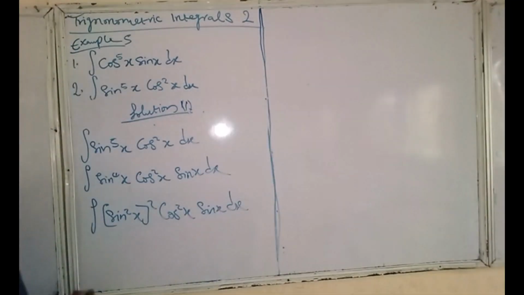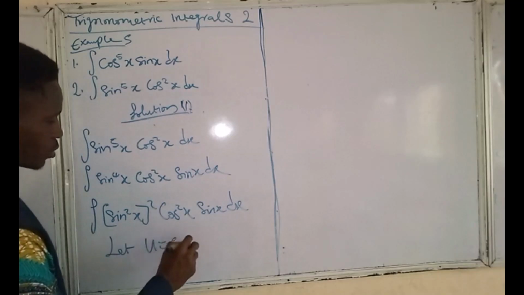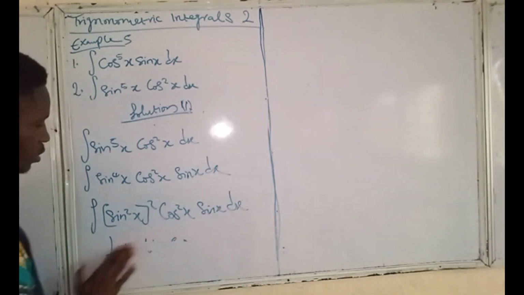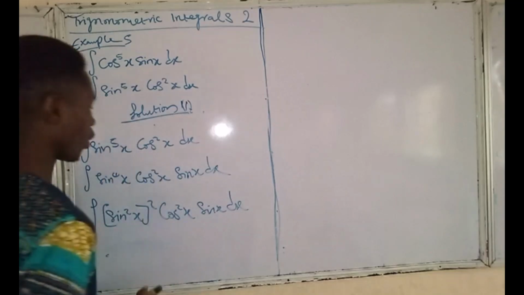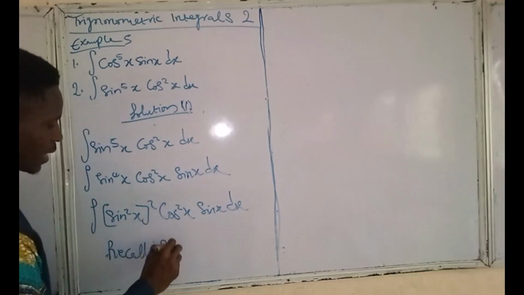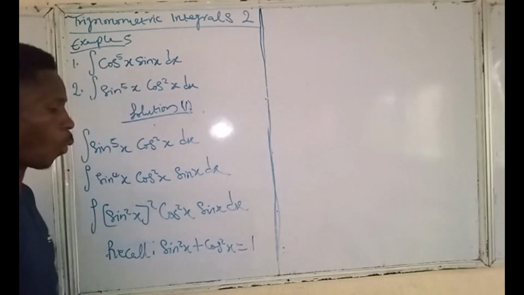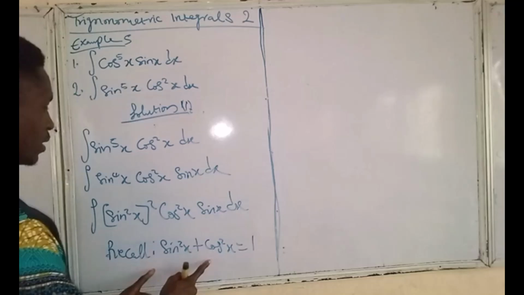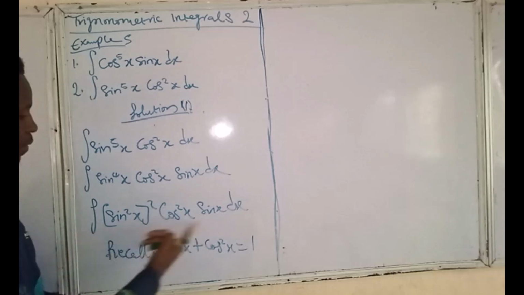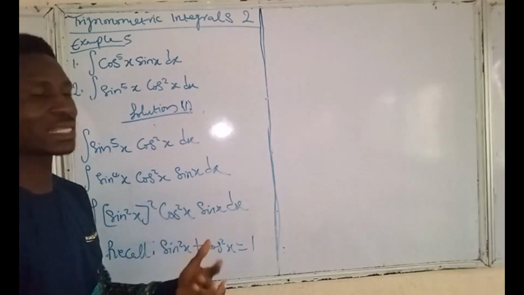Now we can substitute. We say let u be equal to what? Let's not substitute just at this point. Recall, first of all, that sin²x plus cos²x is equal to 1. Why did I stop my substitution to bring this? I did that so I could make the terms of cos in our integral to be more than that of sin, so we can easily substitute.